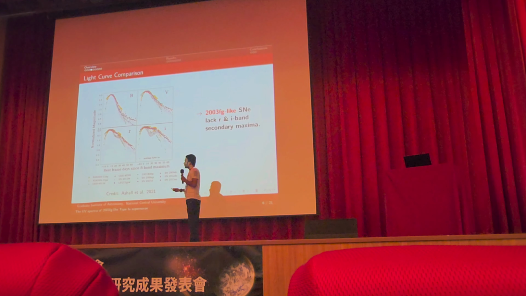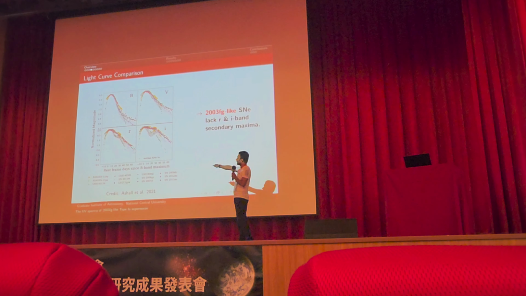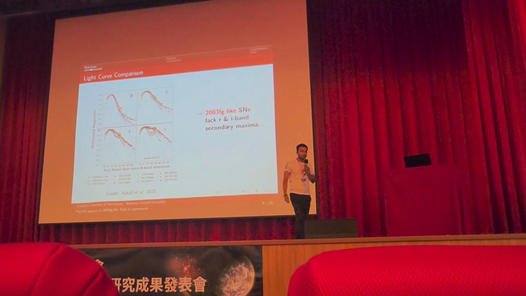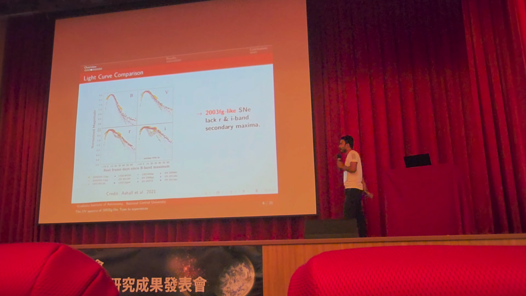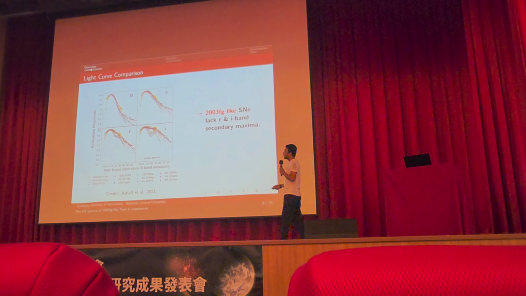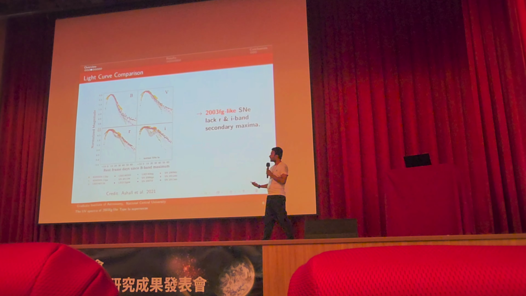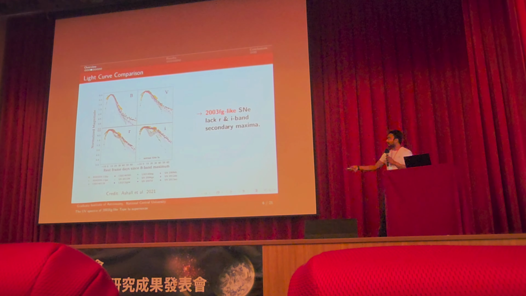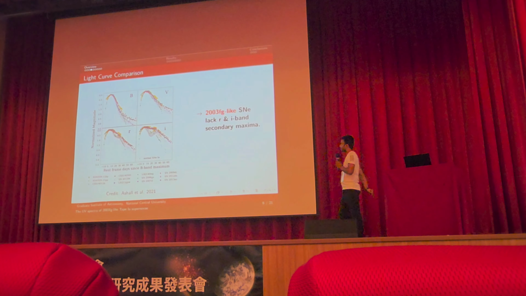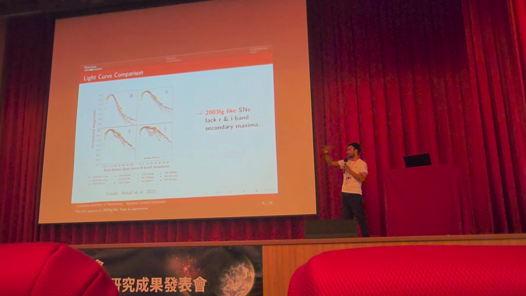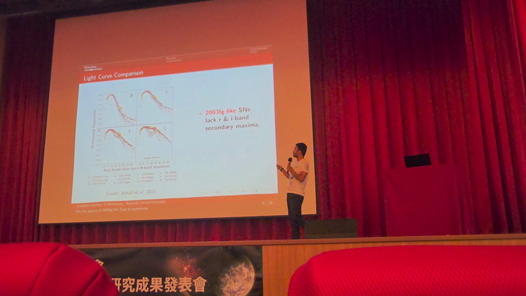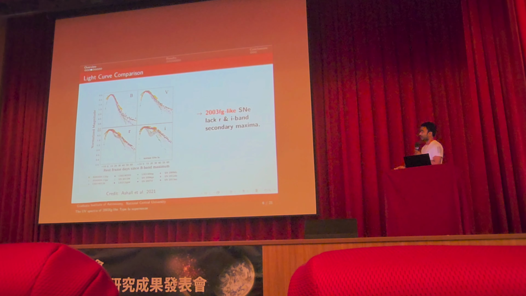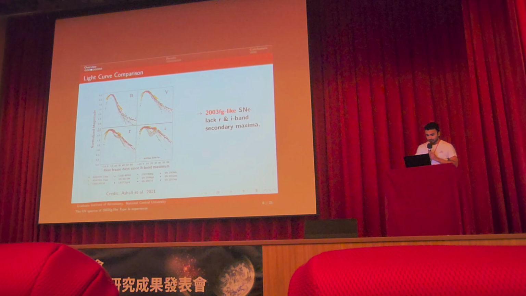The defining trait of these objects is that they do not have a secondary maxima in R bands and I bands. The secondary maxima is caused by a recombination of iron group elements. So these objects may not undergo this recombination, or maybe something else is going on in the explosions, and they lack this secondary maxima. That does not mean that if you don't see a secondary maxima, it's an 03fg-like, but it's one of the signatures of these objects. So this is the second peculiarity of these objects.